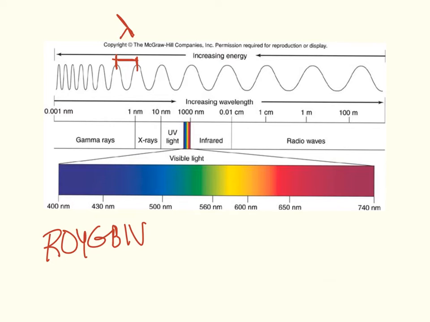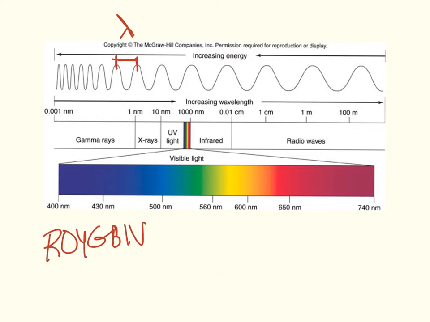Those wavelengths run from 400 nanometers, which is in the violet end, all the way up to 740 nanometers, which is in the red range. So red is the lower intensity energy, and violet is the higher intensity visible light energy.